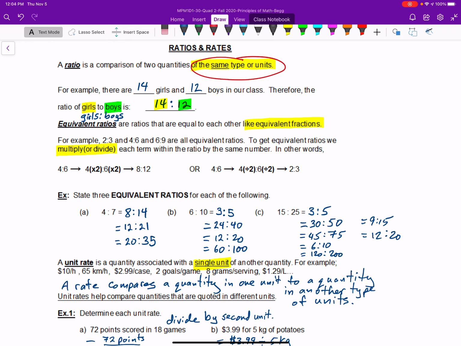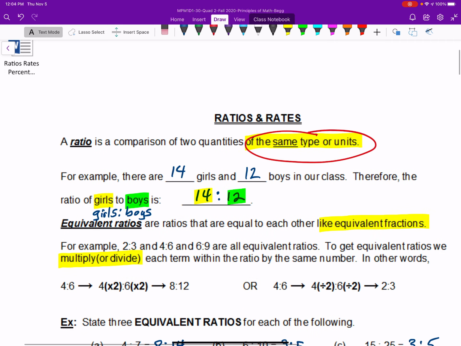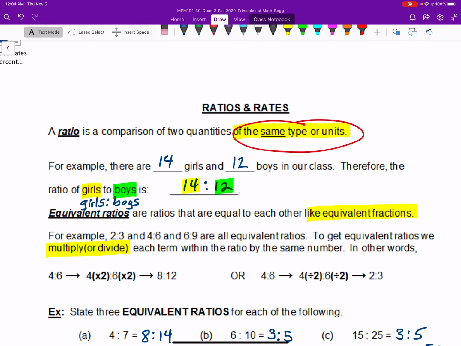A ratio is a comparison of two quantities of the same type or units. So I'm just going to go through it, and I'll still probably jot some things down and highlight some things, but anyway, we'll use what's already here.